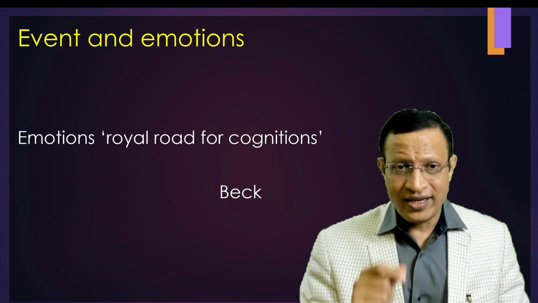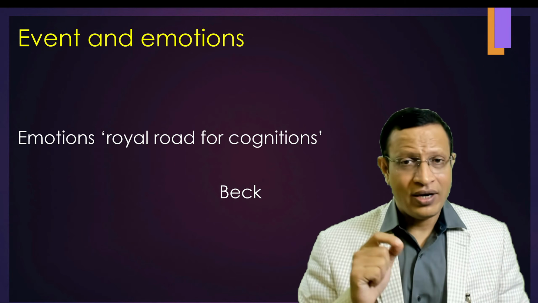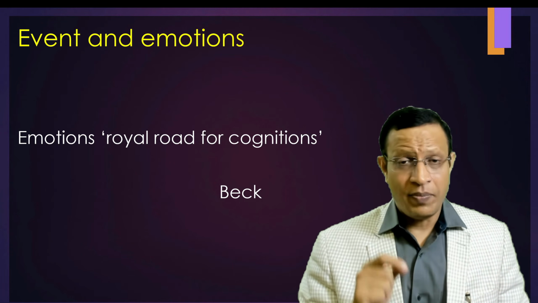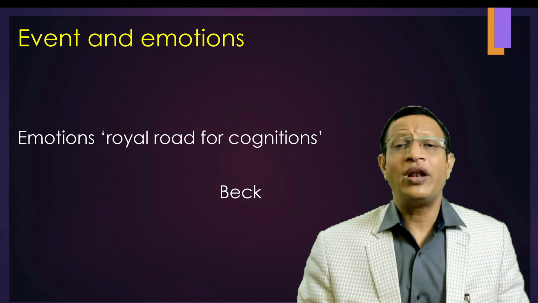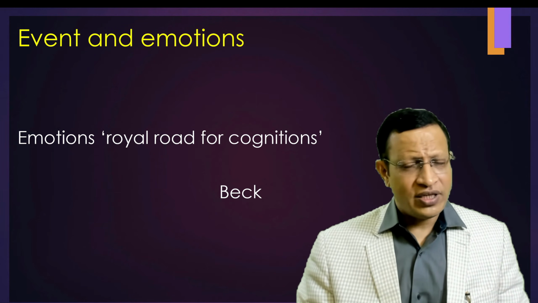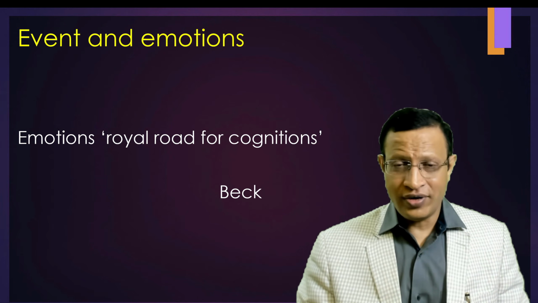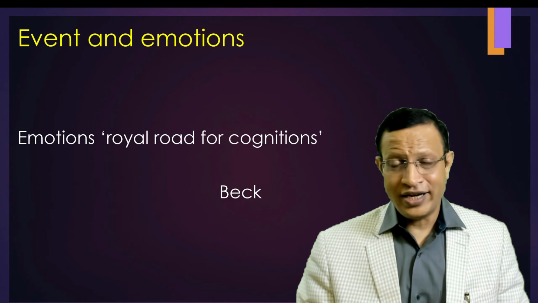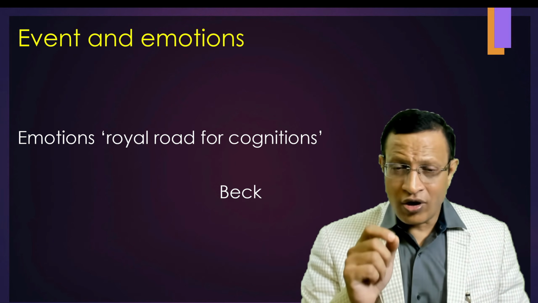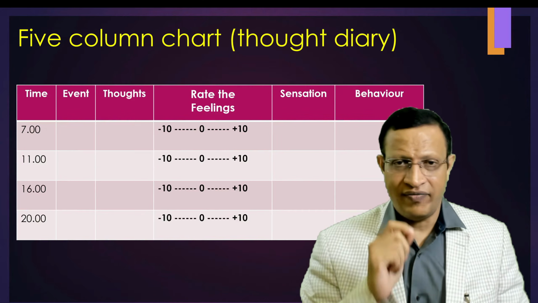Only when you have explained that, you will enter into the 5-column explanation or homework assignment. Beck has clearly told this. Emotions are the royal road for cognitions. Whenever there is an emotional outburst, that means there is a cognitive dysfunction, cognitive schema, automatic negative thoughts that need to be identified. That means the royal road for cognition is to identify those emotions which are triggered by an event.